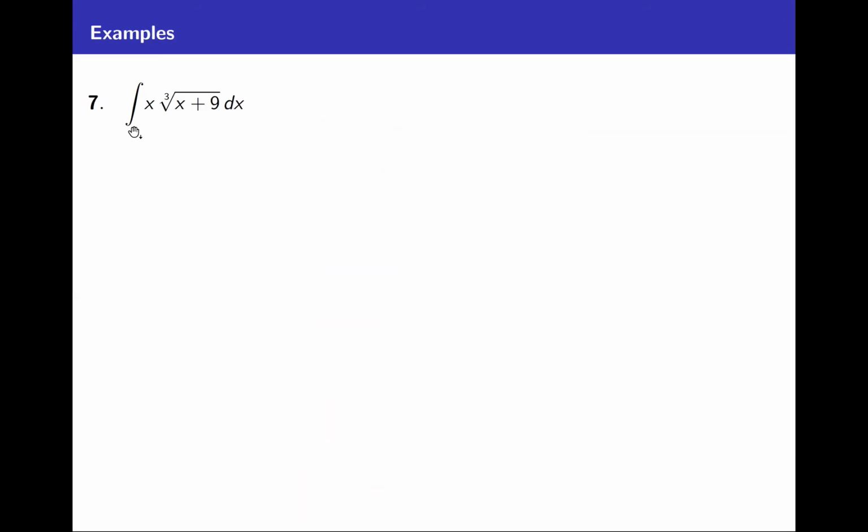New example. Integral of x cube root of x plus 9 dx. Your experience with this tells you that you probably would like to convert this radical to a power, x plus 9 to the power of 1/3, and there's an x out in front. You know by now that that's likely to be part of your du, so let's bring that x over next to the dx and convert this to the integral of x plus 9 to the power of 1/3 x dx.